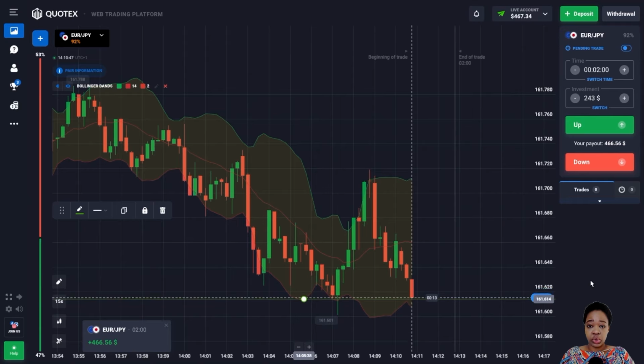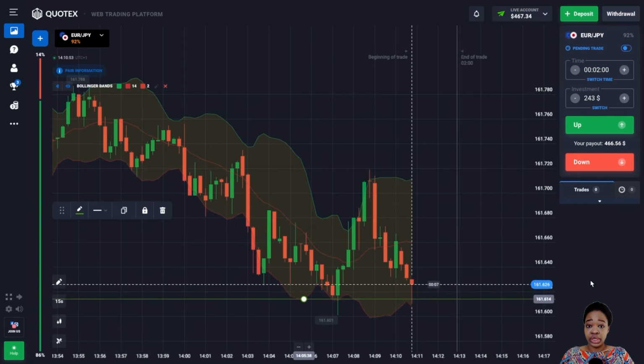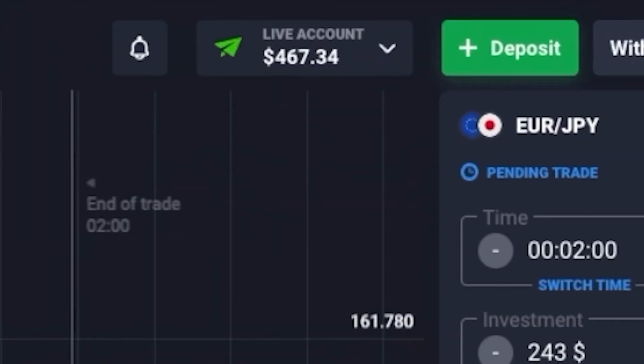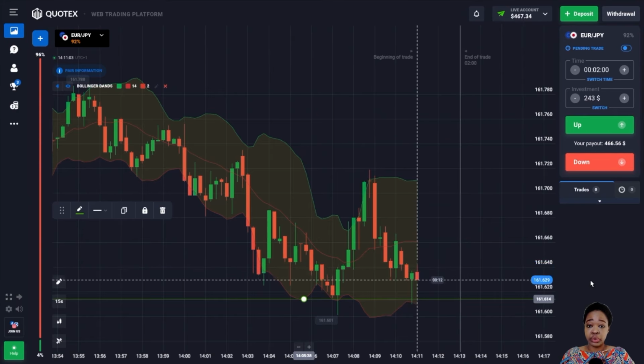Well friends, this is awesome. You can see that I got very good profit and the indicator really showed me a good entry point. You can see that now my deposit has increased to $467. So let me continue and find more situations to work on.